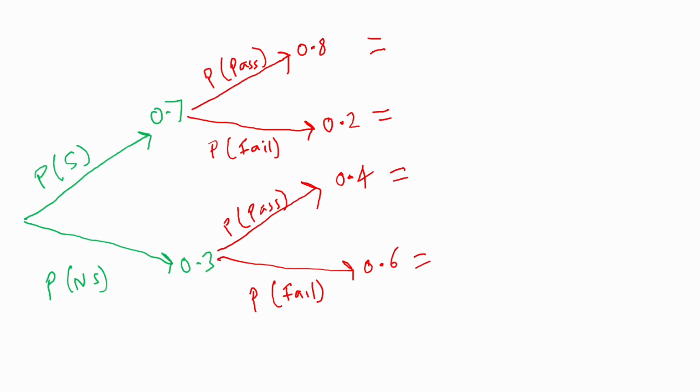Now we calculate the joint probabilities. Joint probabilities means we multiply. So 0.7 times 0.8 gives you 0.56. 0.7 times 0.2 gives you 0.14. 0.3 times 0.4 gives you 0.12, and 0.3 times 0.6 gives you 0.18.